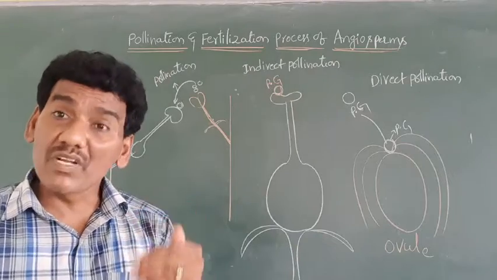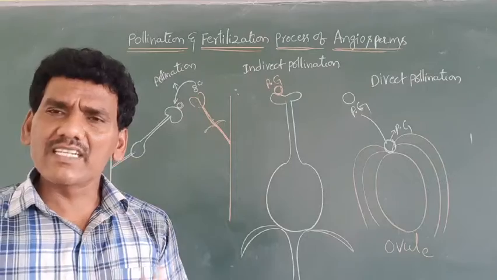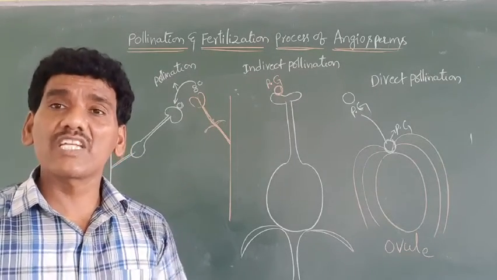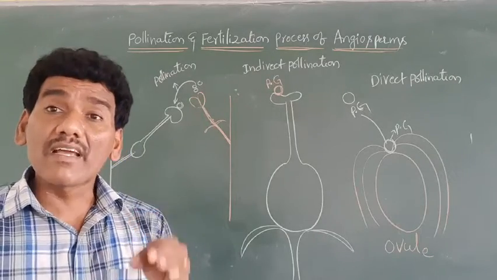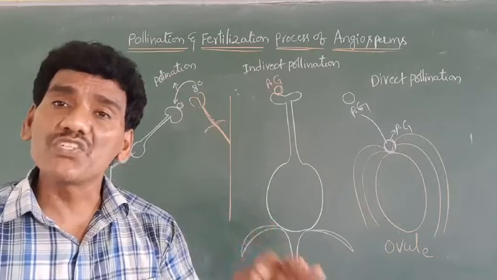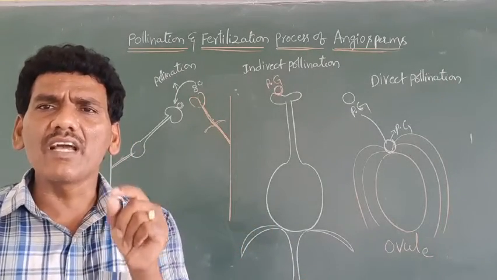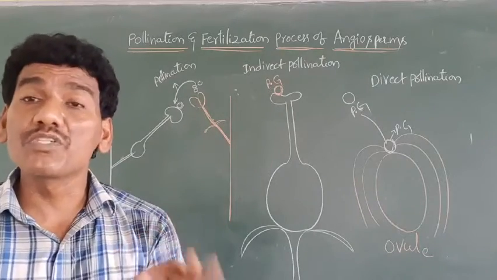Different types of animals are involved in the pollination process: insects, birds, bats, ants, squirrels, snakes. Different types of biotic agents are involved in pollination. Generally, two types of pollination mainly occur, especially in phanerogams, the flower producing plants.